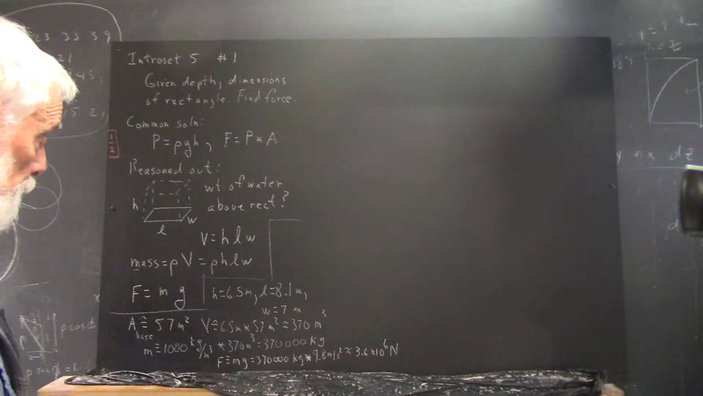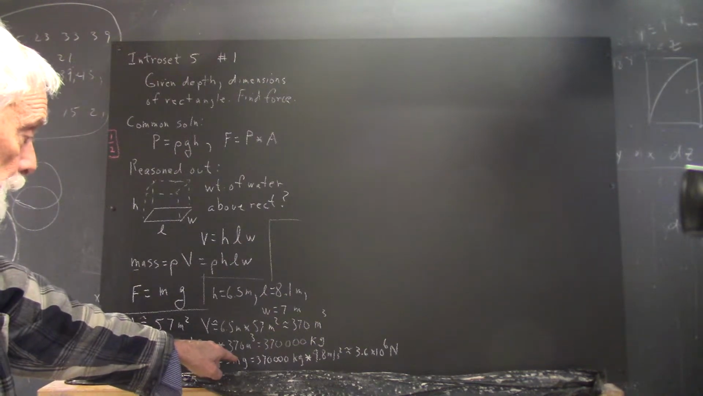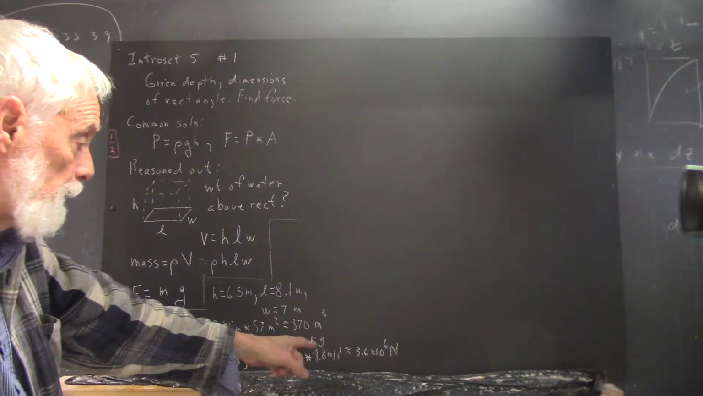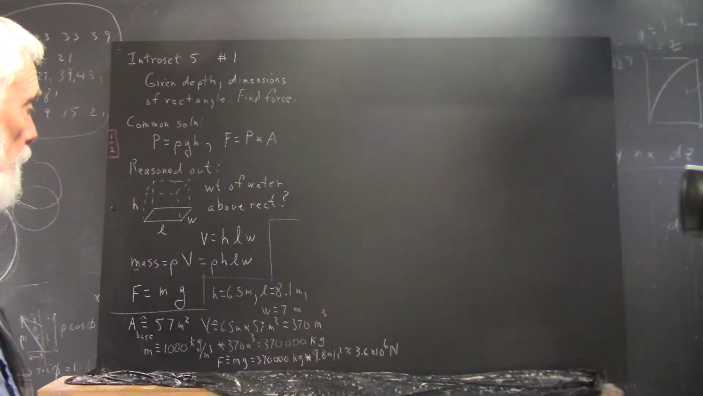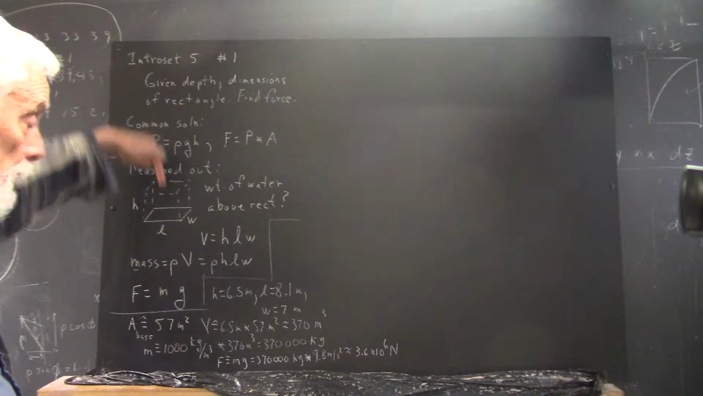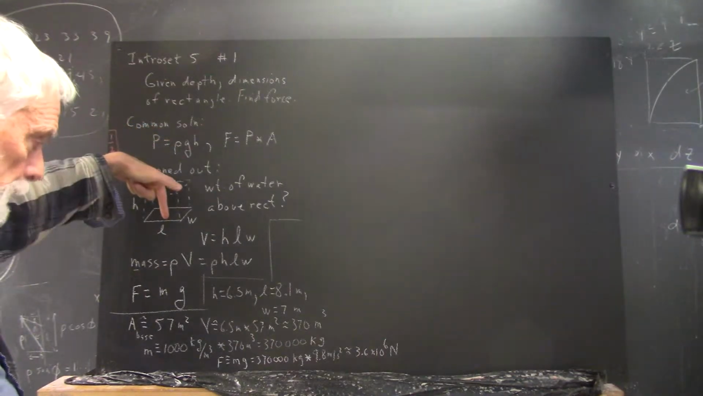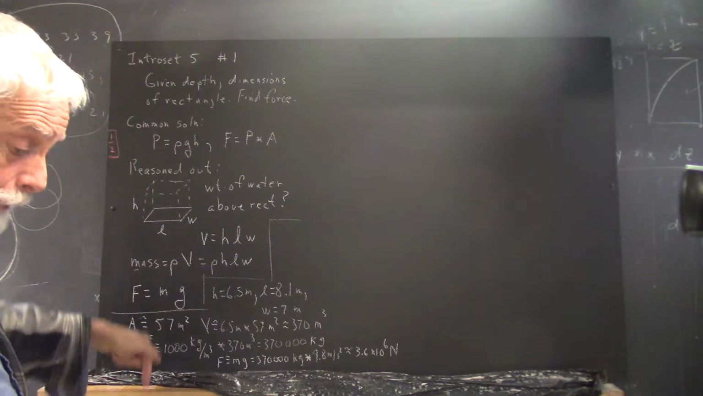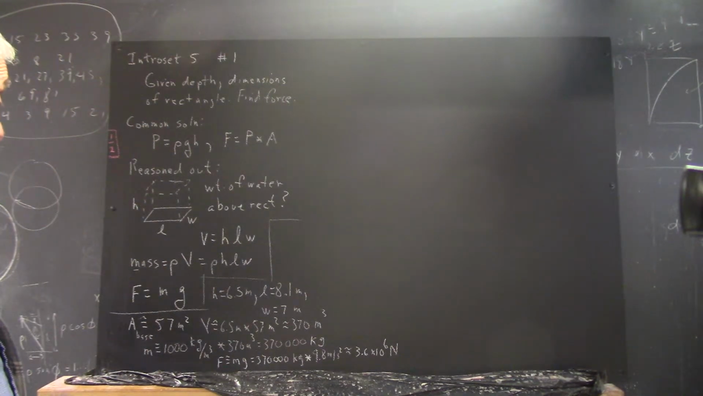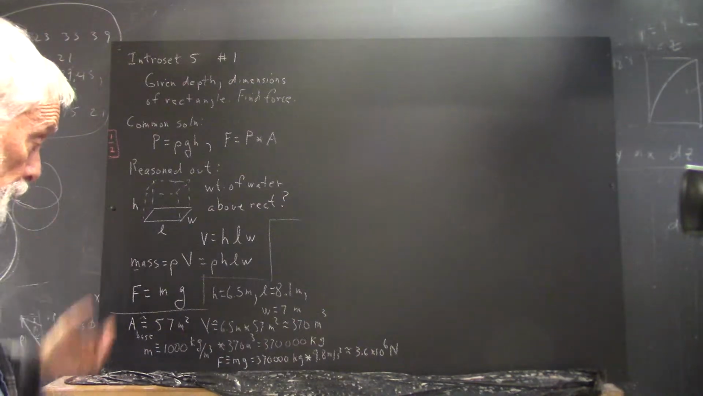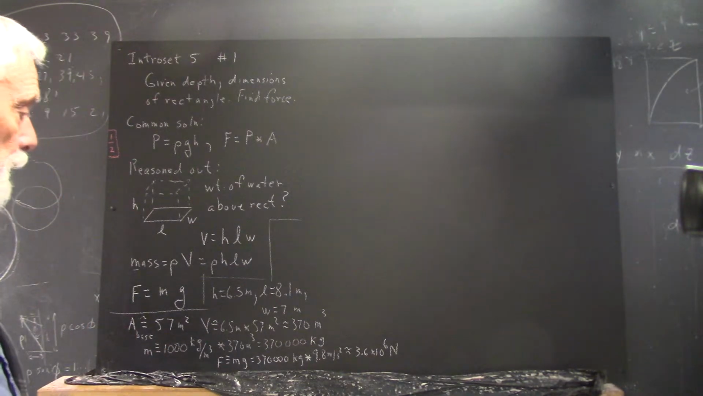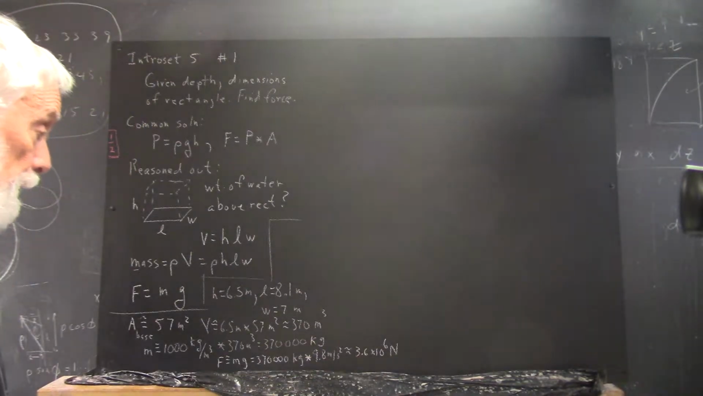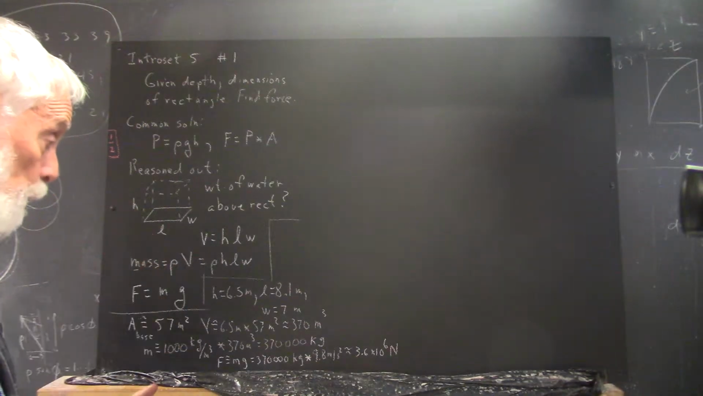1,000 kilograms per cubic meter multiplied by the 370 cubic meters means we have what? 370,000 kilograms of water. Now that water is being pulled down by gravity. If there's nothing there to prevent it, it would accelerate downward at 9.8 meters per second squared. So it must be experiencing a force, according to Newton's second law, equal to its mass times that 9.8 meters per second squared acceleration, and that is its weight.